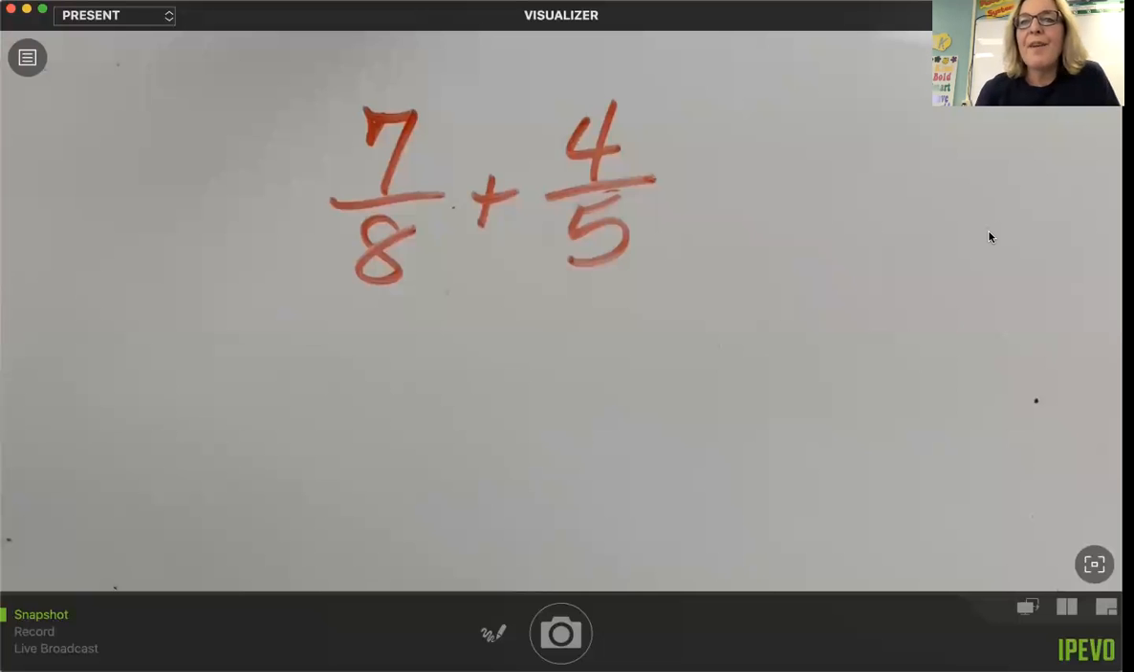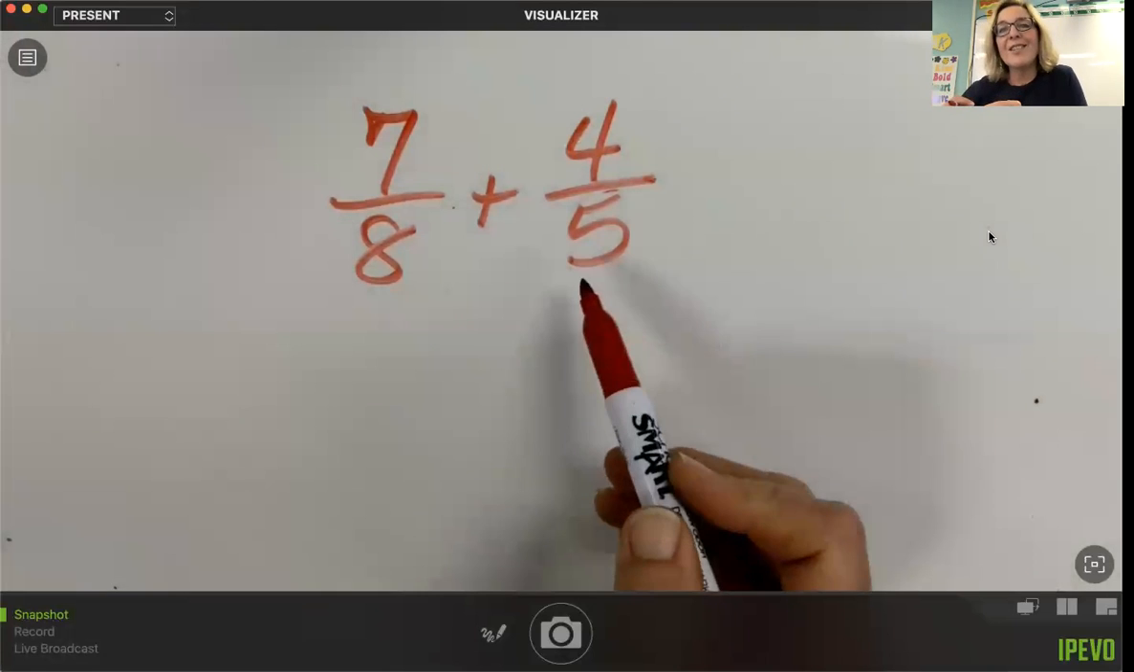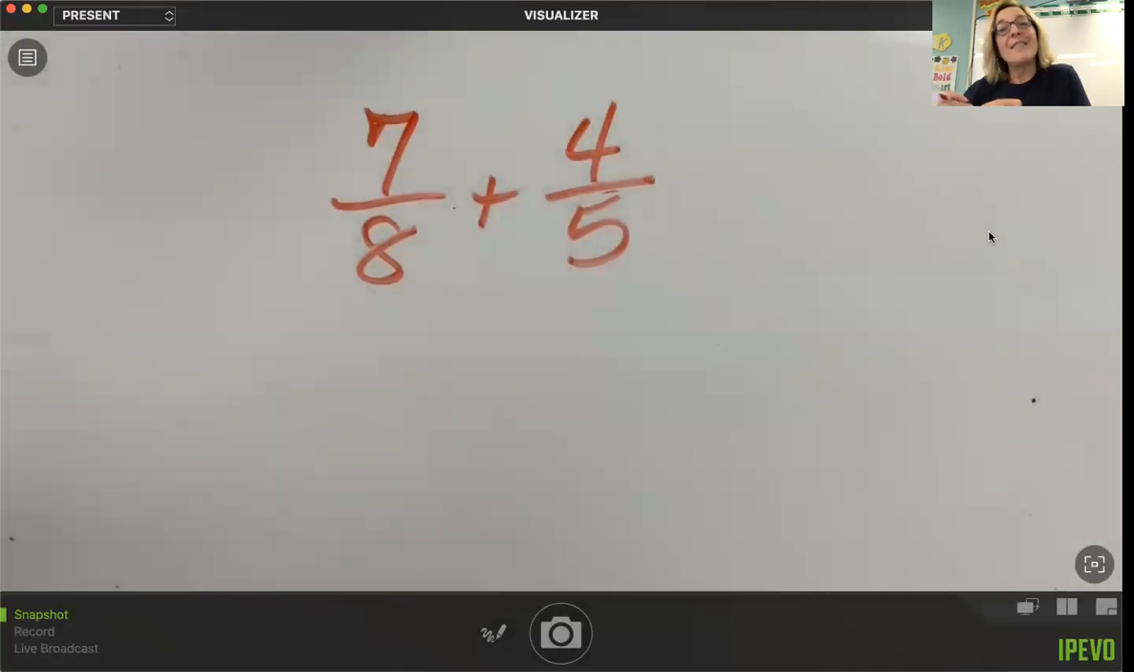So let's start with fraction addition and subtraction. If you remember, the idea on fraction addition and subtraction is that you need to have a common denominator. The parts must be the same size. So 7/8 and 4/5, we have two different denominators. We need them to be the same denominator. So we need equivalent fractions that will have the same denominator.